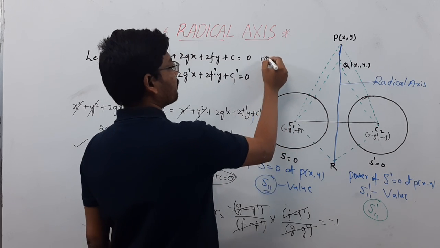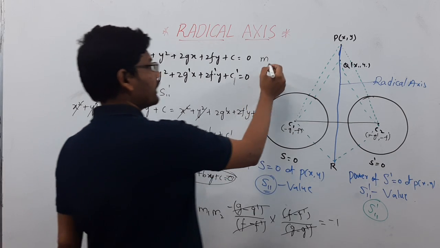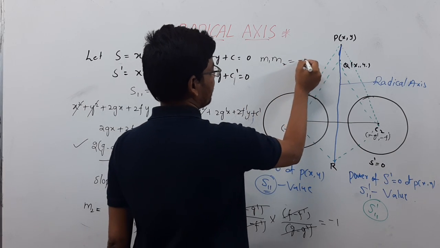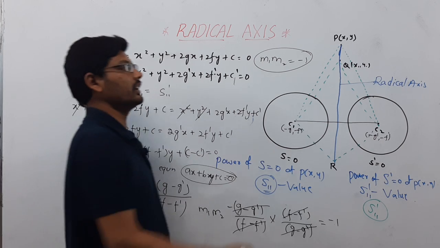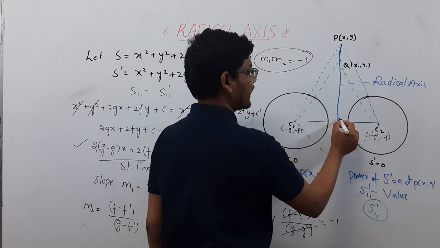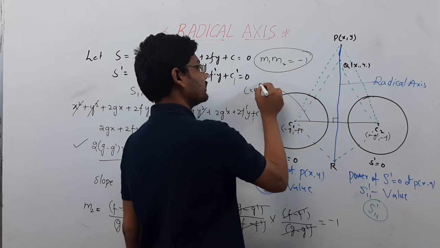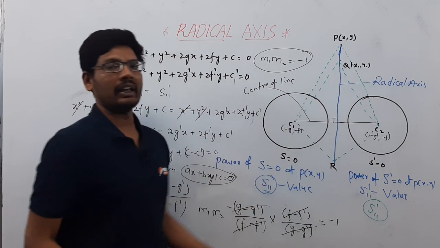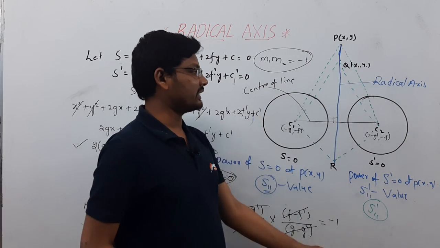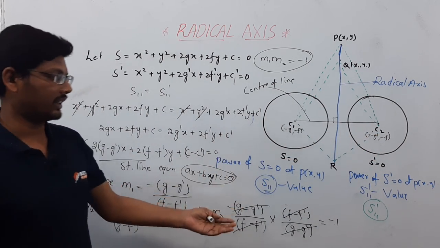If the product of the slopes of two lines, m1 into m2, is equal to minus 1, then the lines are perpendicular to each other. Here the radical axis and the line of centers, this is called the line of centers, both are perpendicular to each other.